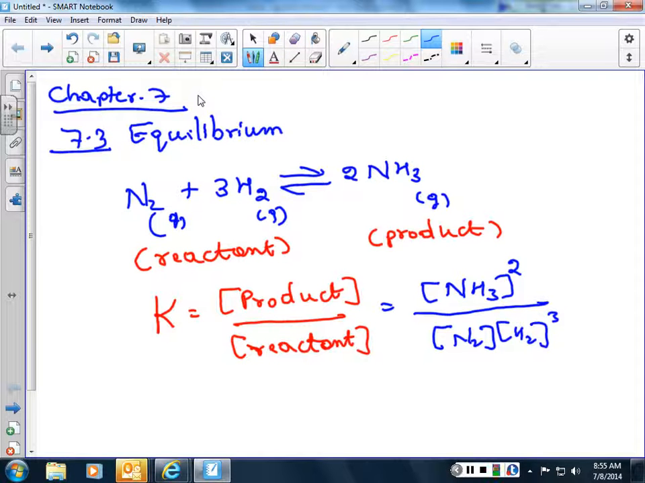But one thing you need to remember, if you have solids or pure liquid like H2O liquid, you will not include them in the expression. So you will not include pure liquids and solids in the capital K expression. When you are writing this, if there is a solid or a liquid, you will not include it. Let me explain with the help of an example. Go to page 250.